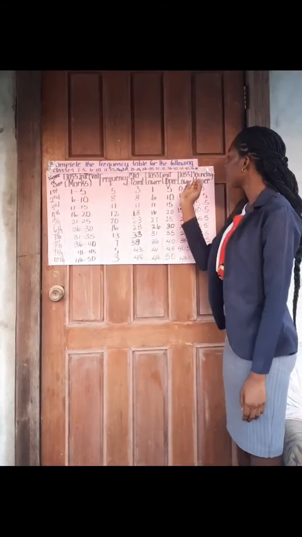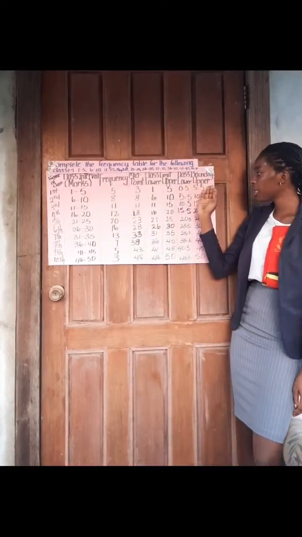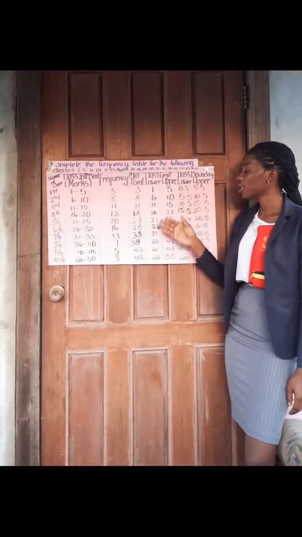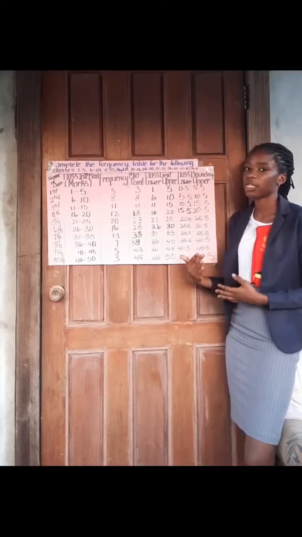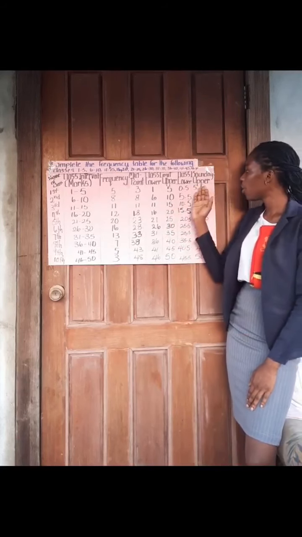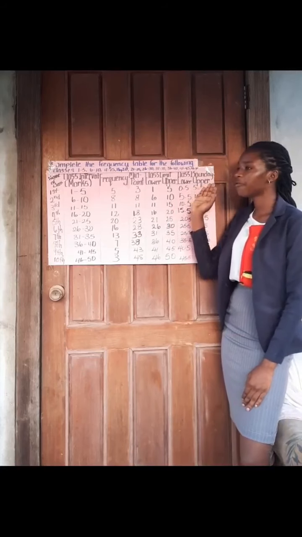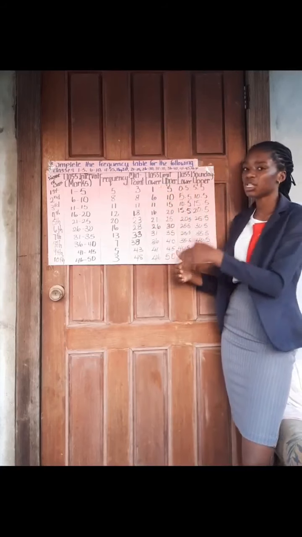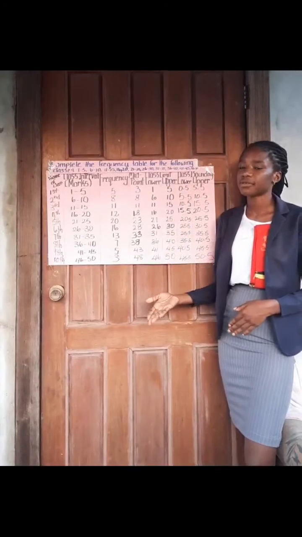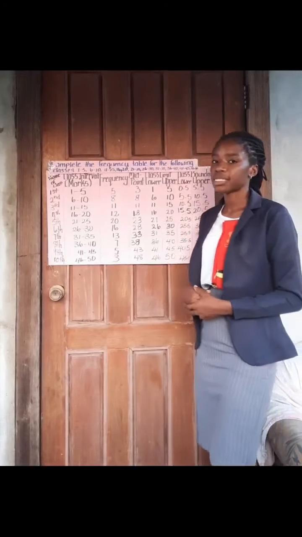And then we have our class boundary. This is our marks that separate one class interval from another. And remember, we recognize that the upper class boundary of the previous class is the lower class boundary of the next class, right? Do you understand that?